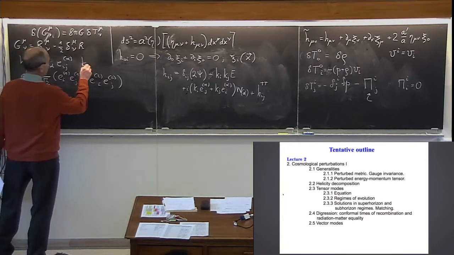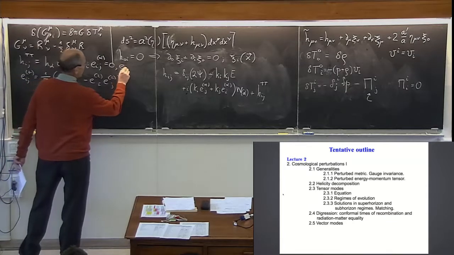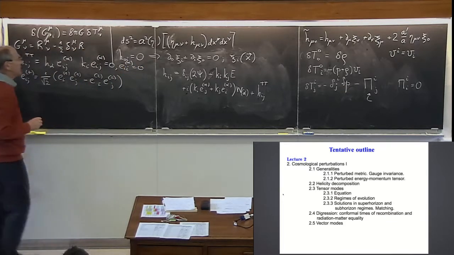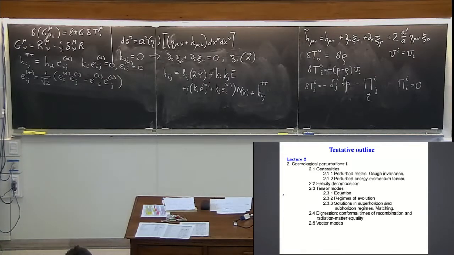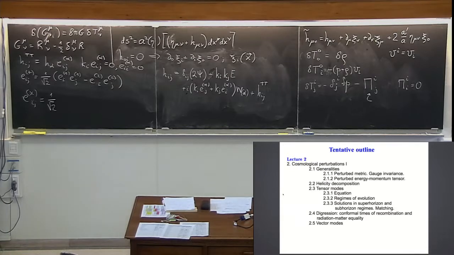What do we need? We need k^i e_ij^alpha equals 0 and e^alpha_ii equals 0, the traceless transverse condition. Obviously, this is also true. Now, the second polarization tensor is 1 over square root of 2. This is normalization so that the square of this tensor is 1.